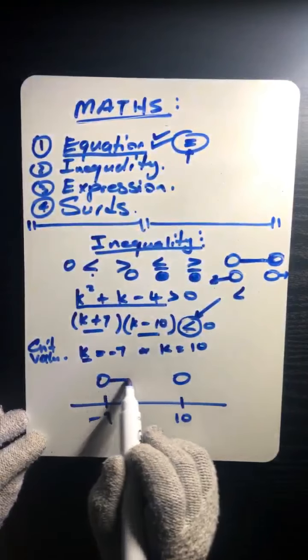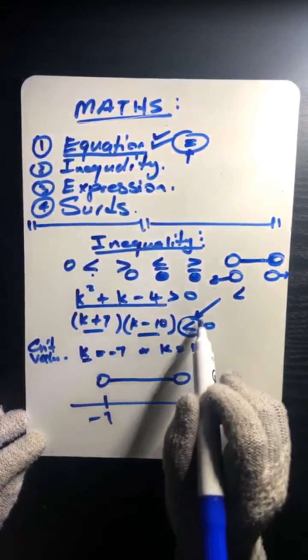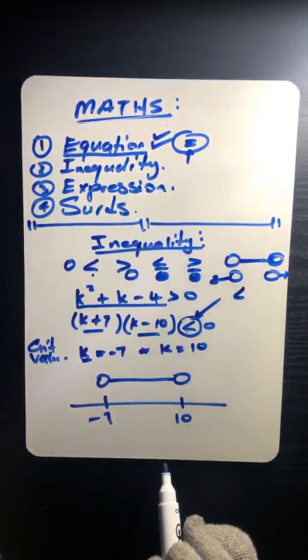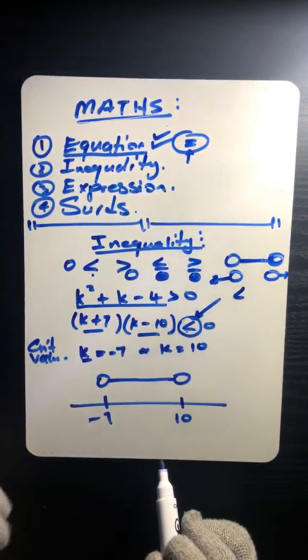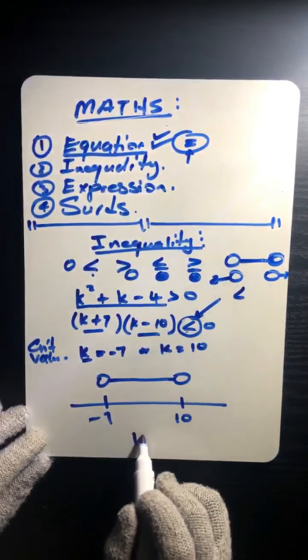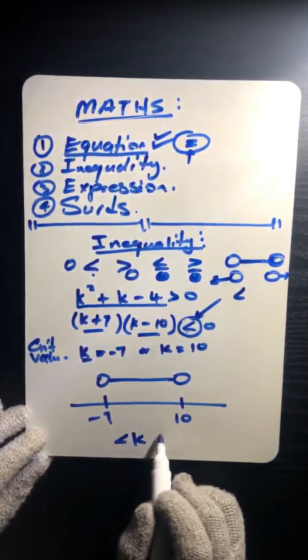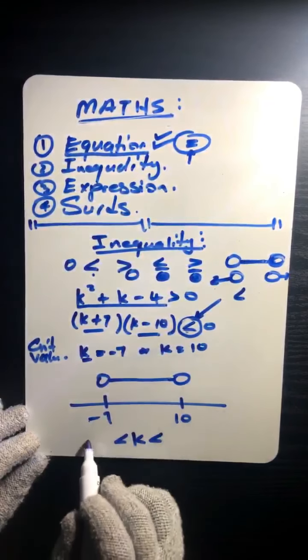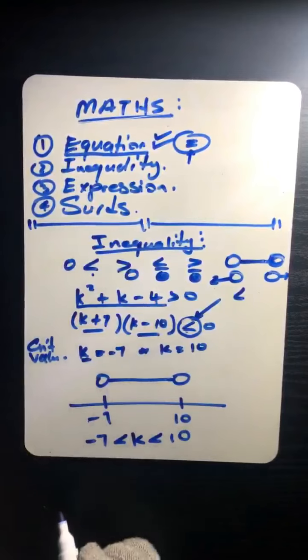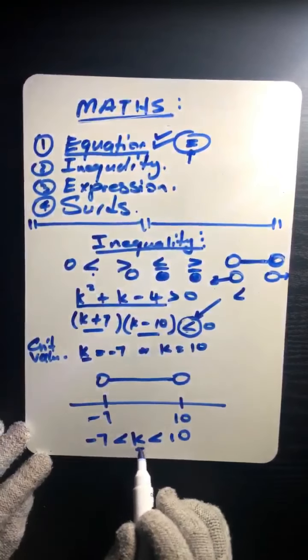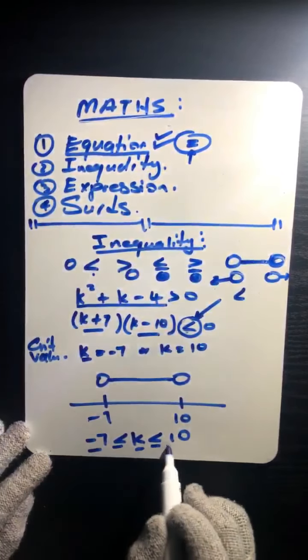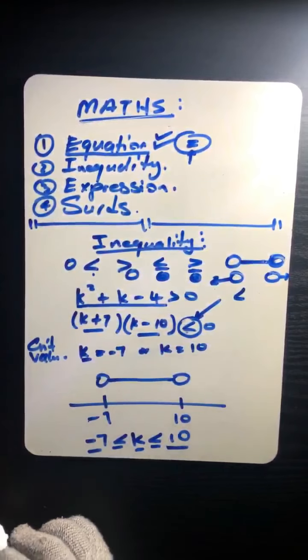It is a combined line because it is less than. So this is where you just say k, and then you do less than, less than. Then you write -7, and you write 10. It's like you're saying k is between -7 and 10. That's how you mathematically explain it.